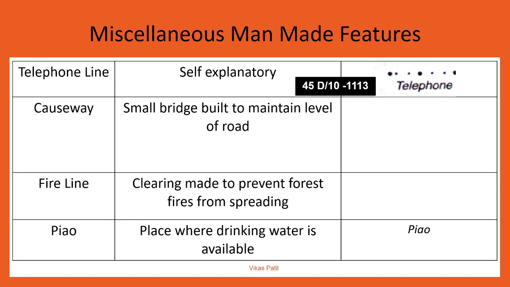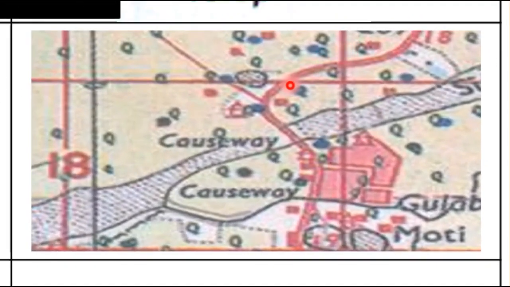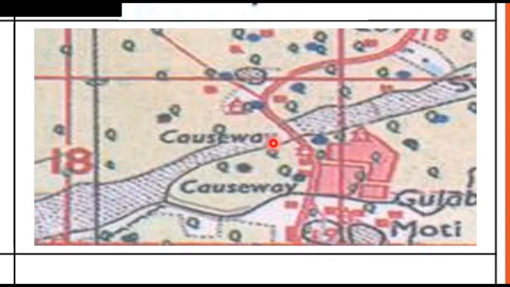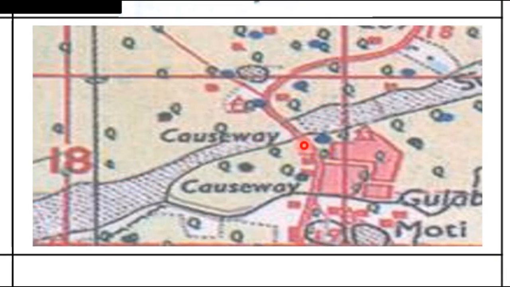A causeway. A causeway is a small bridge which is made to maintain the level of the road. This is required usually when we have a small stream or river crossing the road. Now you can notice here there is a red colored metal road and there is a dry stream in this map extract. So obviously we need to make a small causeway here to maintain the level of the road.